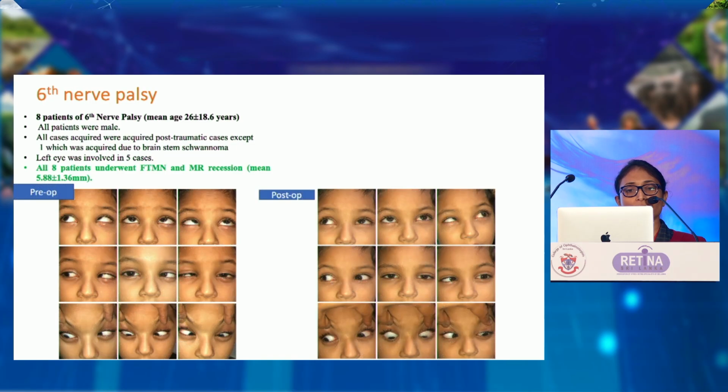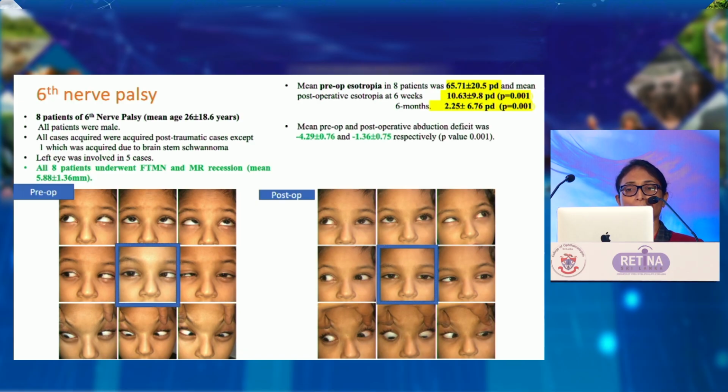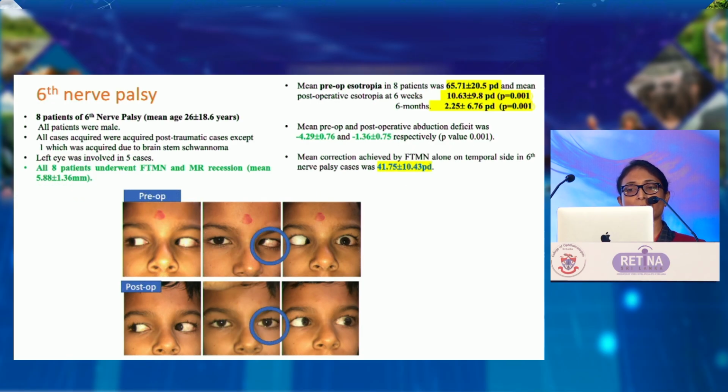So there were 8 patients who were operated, and all of them underwent this procedure along with the MR recession, and mean pre-op esotropia improved from 65 to around 2 prism diopters at the end of the 6 months. Mean pre-op abduction deficit improved from -4.29 to -1.36, and mean correction achieved by this procedure was 41.75 prism diopters.